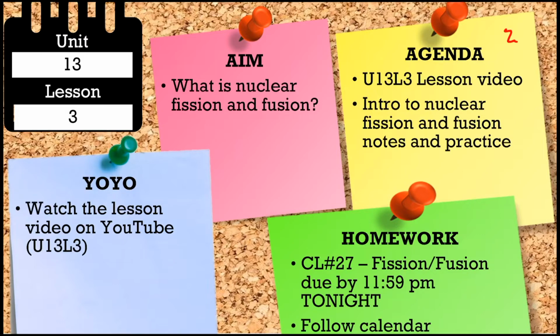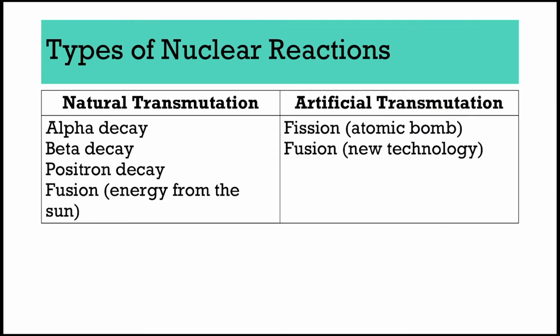Okay, great. So let's jump ahead. Here we have on our first slide types of nuclear reactions. In our previous lessons, we already talked about natural transmutation, and here are the types: alpha, beta, positron decay, fusion. Now we're also going to look at artificial transmutation, which is fission and fusion.